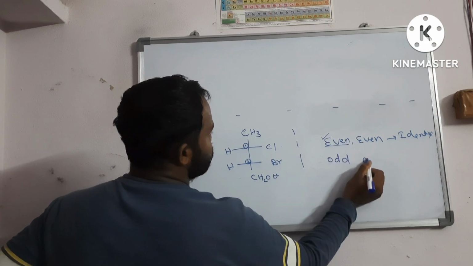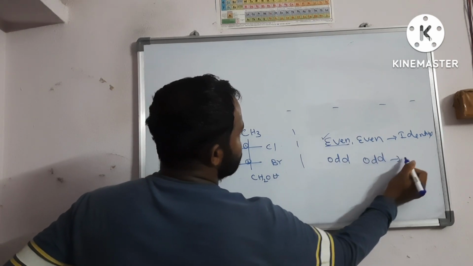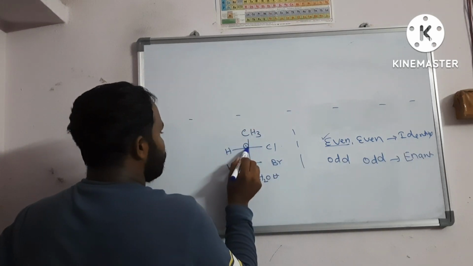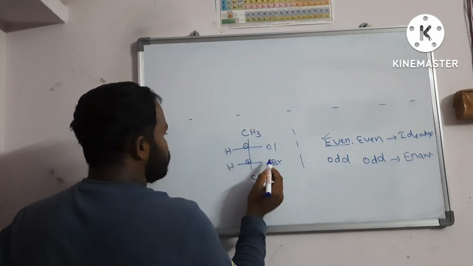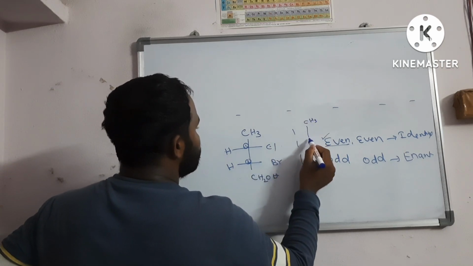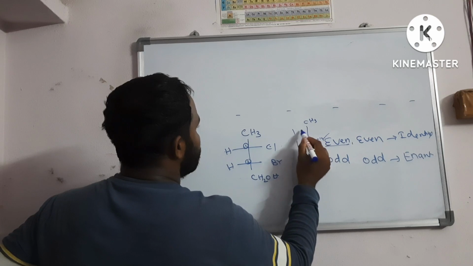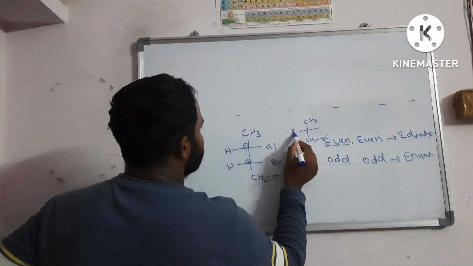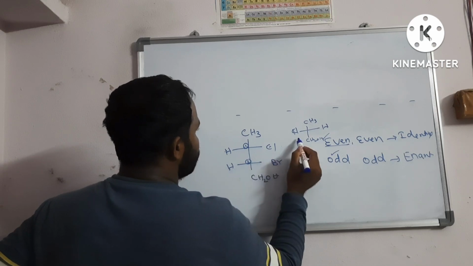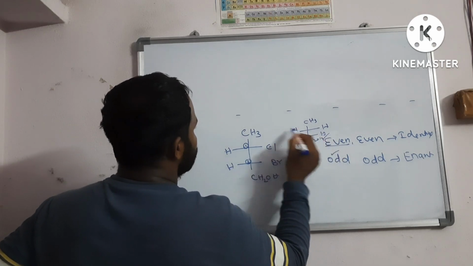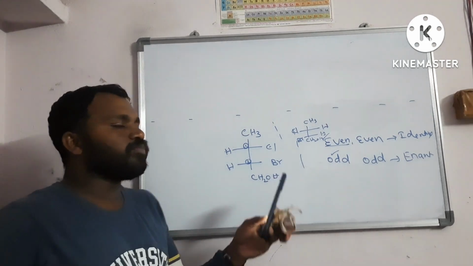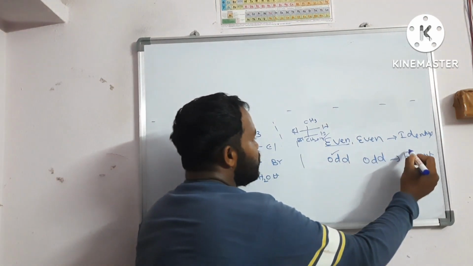Odd is enantiomers. Enantiomers means that on the first carbon you are changing only one time, chloride and hydrogen. So if I change chloride and hydrogen here, what do I get? CH2OH. So first I am changing chloride and hydrogen. This is the first odd. The second odd means the second time, bromine and hydrogen. If you observe, these are mirror images, non-superimposable mirror images. So you can simply say it is an enantiomer.